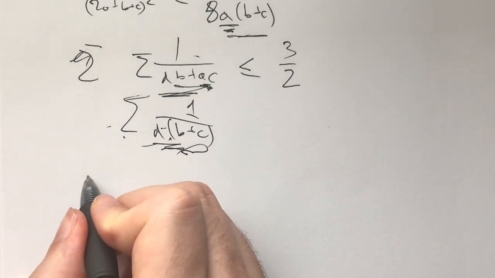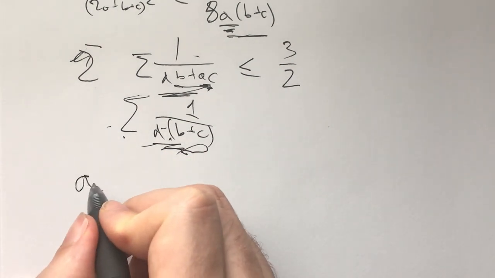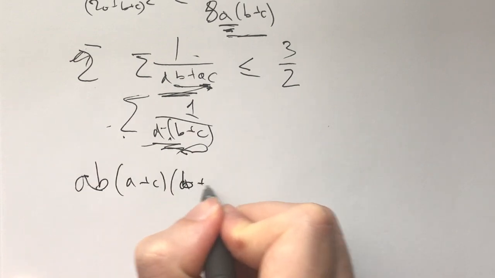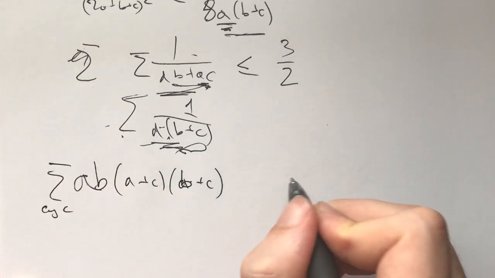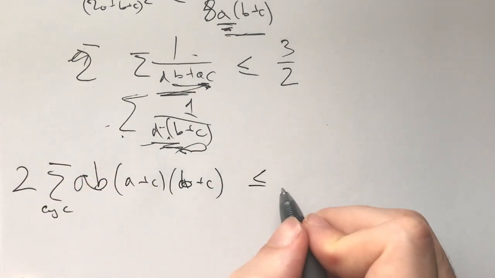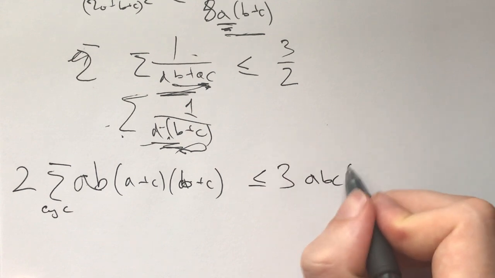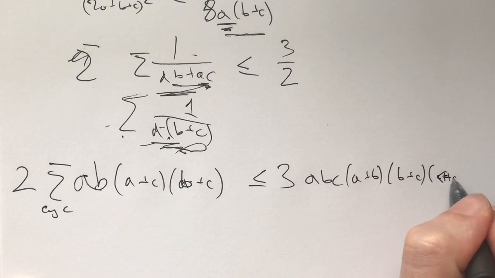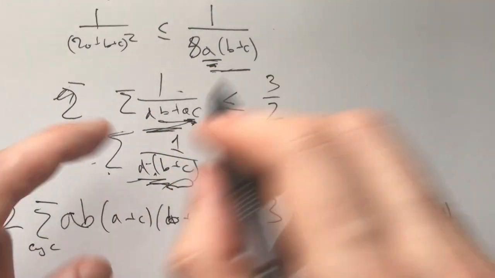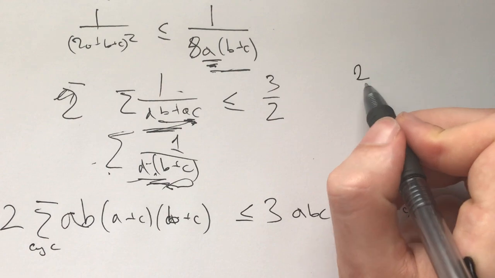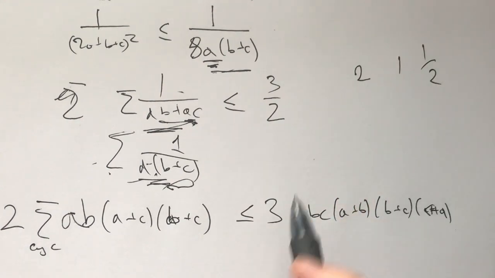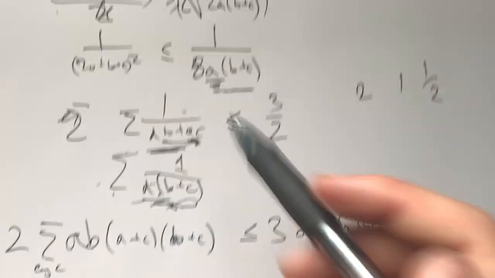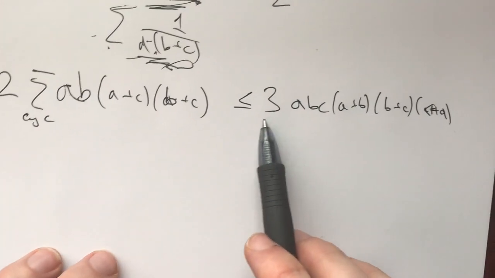We would have to prove that, what's this going to be? It's going to be AB, A plus C, B plus C, this sort of thing, cyclic. This times 2 will need to be less than 3 times ABC, A plus B, B plus C, C plus A. Right? I mean, the way to check if this is legitimate or not is to, I think, plug in something like 2, 1.5. And it seems legitimate. So it seems like this actually could work, that we haven't pushed our estimates way too much with this.